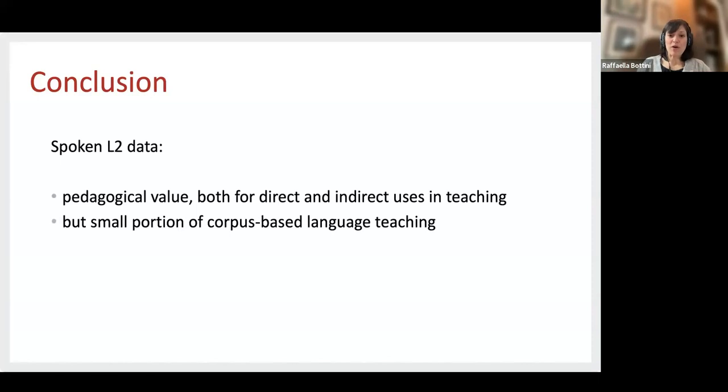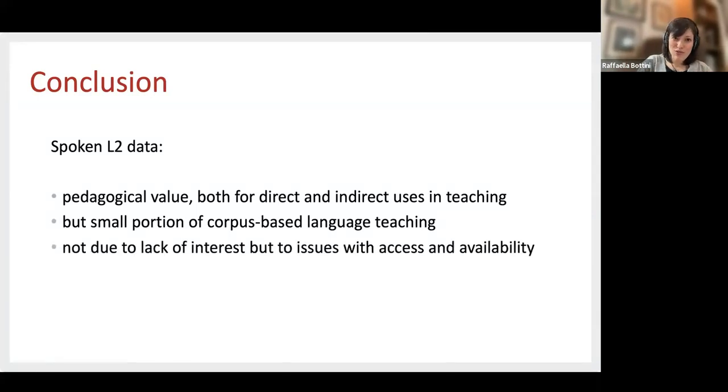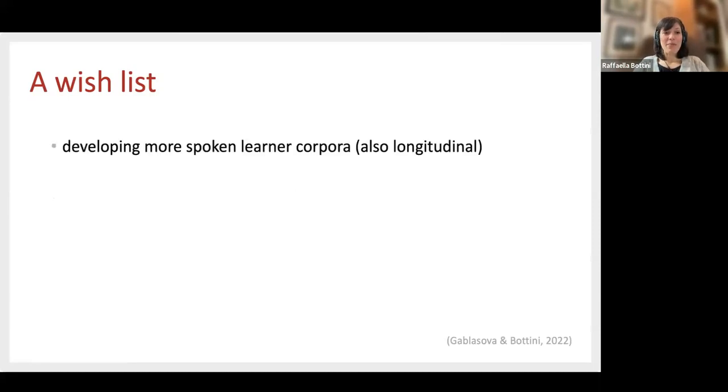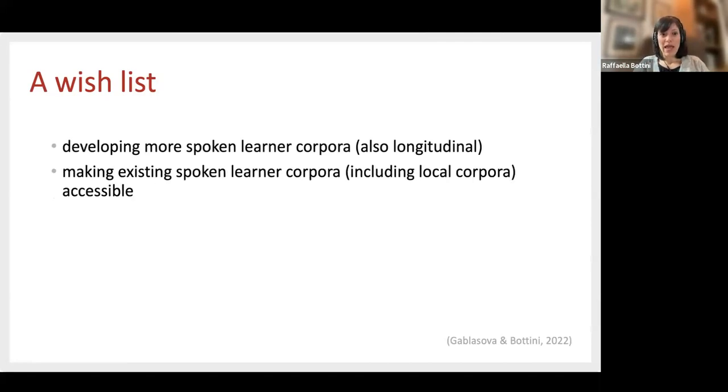But there's a small proportion of corpus-based language teaching. And this is not due to lack of interest, but to issues in relation with access and availability of spoken learner data. And a wish list that could be created from this presentation, well, perhaps we could think about developing, of course, more spoken learner corpora, also longitudinal, making existing spoken learner corpora available, accessible, also including local corpora. Diversifying the target languages that we represent in our corpora so that we can represent also languages other than English.